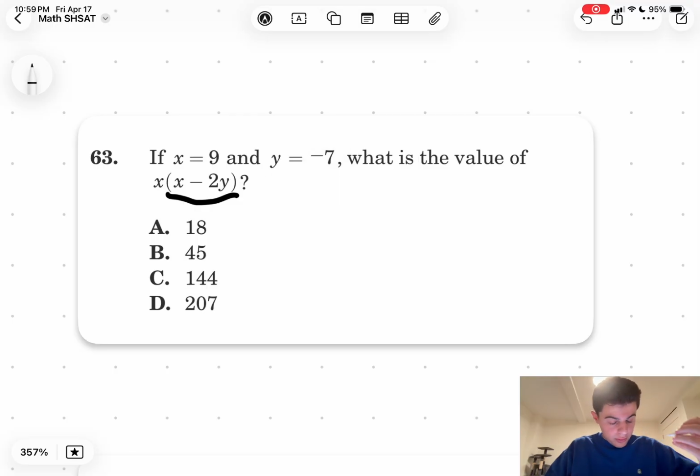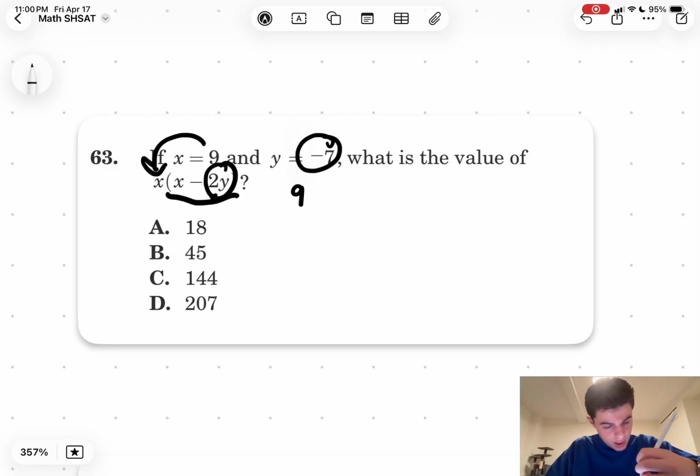So within the parentheses, we see we have multiplication here, 2 times y. So that is the first thing we're going to do. We know y equals negative 7. So let's just plug in all our values. X is 9, so we're just going to write 9, right? And whenever you're plugging in values, it's helpful to put parentheses around them so you don't mess up and accidentally multiply or divide or do stuff that you aren't supposed to do. So always put parentheses around stuff you are plugging in for a variable.